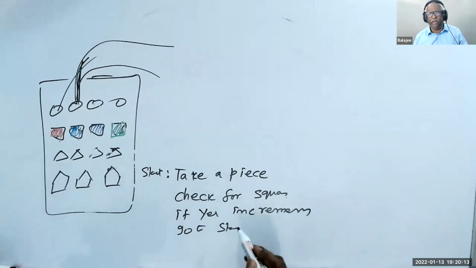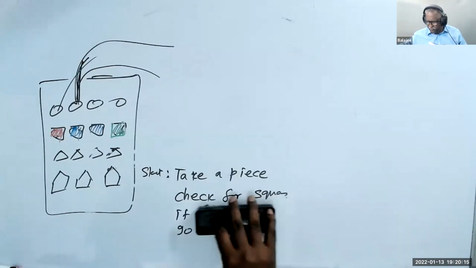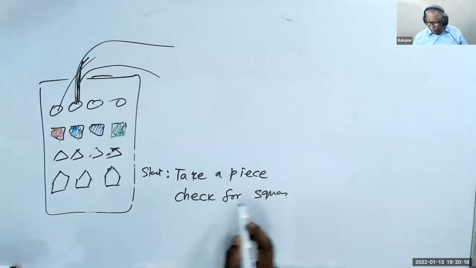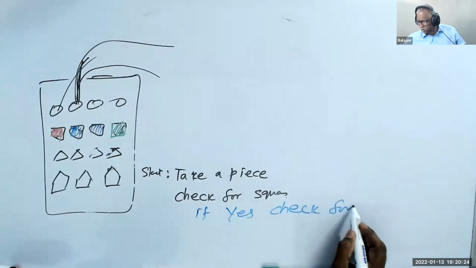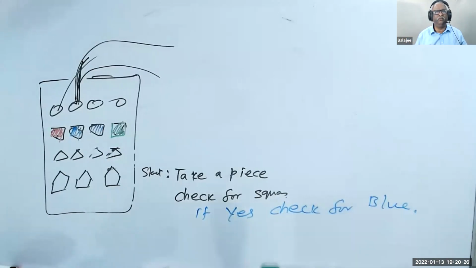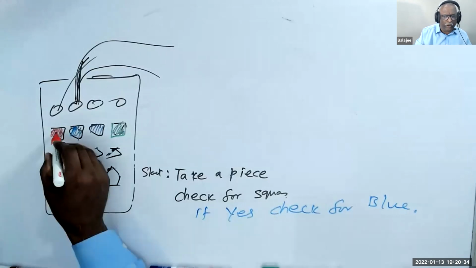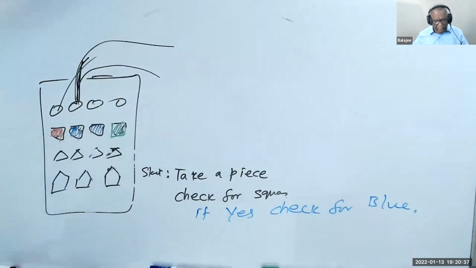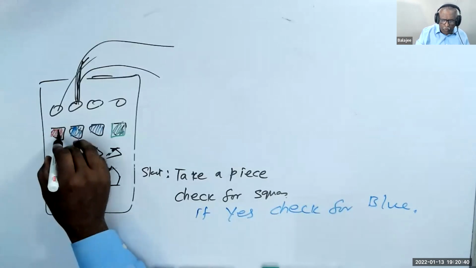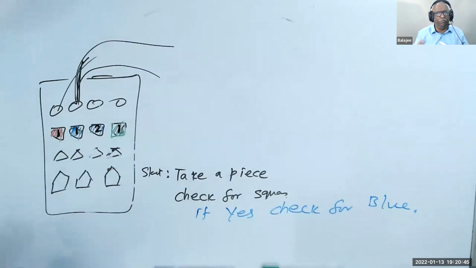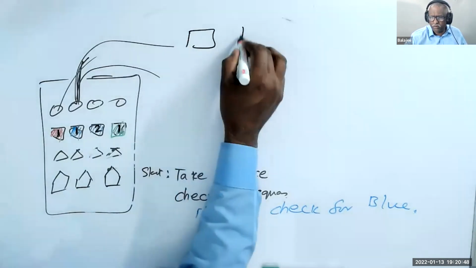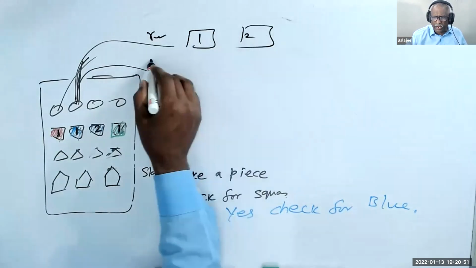When you come to the square, you once again do a check. Check for square. If yes, check for blue. Am I right? Check for blue. That is fine. Next. Now what happened? Every square is having a number. Red will have 1, 2, 3 like that. Blue will have 1, 2, 3. Green will also start from 1.